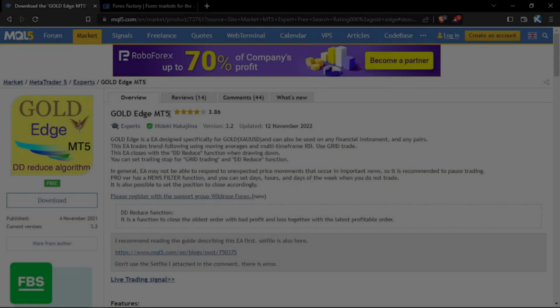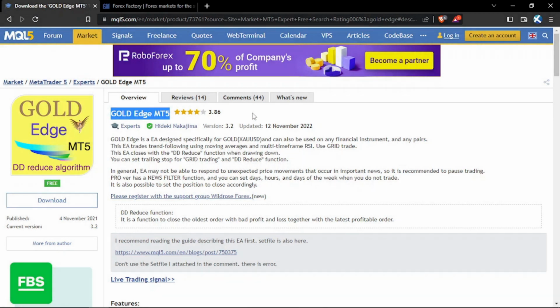In this video, we'll be looking at Gold Edge, the expert advisor for MT4 and MT5. Gold Edge is an expert advisor designed specifically for gold trading. It can also be used with other financial instruments with the right settings.